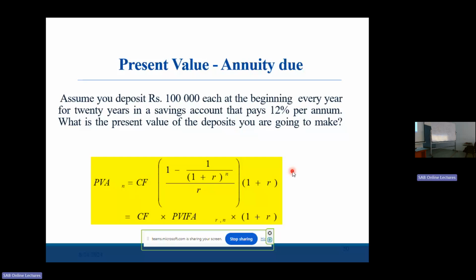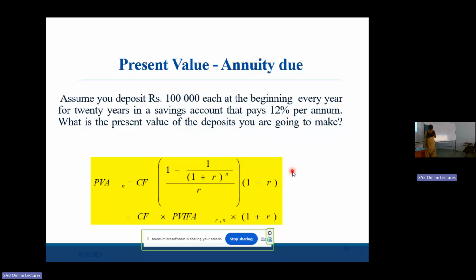So you will get the same answers. No, I apply the formula and also discount each separately. Again, I will remind you.